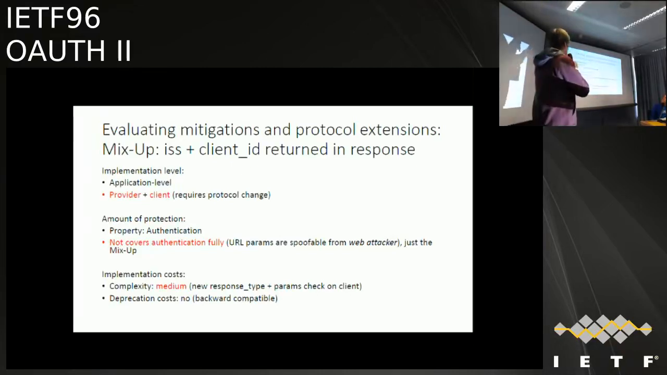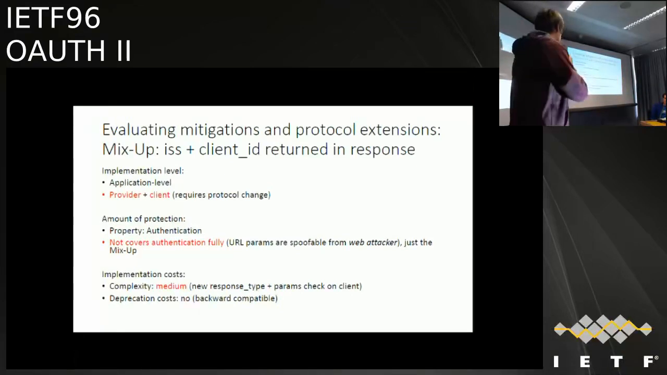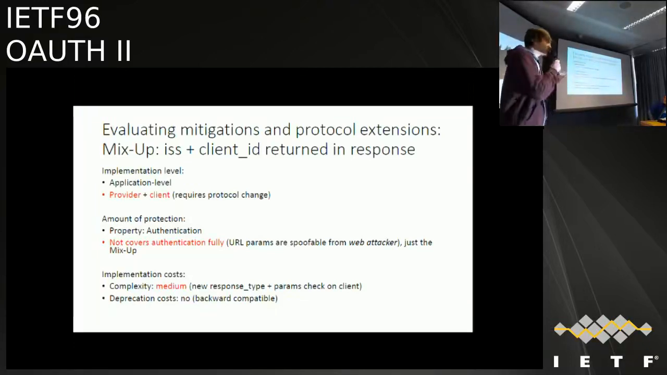For example, the mitigation where we include issuer and client ID in the response is something which requires a protocol change. I'm trying to stay neutral, just claiming that this would require changes on the provider and on the client side. I think we all know why. And if we compare what properties it addresses, the authentication property, so that the client knows who the provider is, it doesn't cover the authentication fully. It just covers the attack itself. You can turn to the next slide.